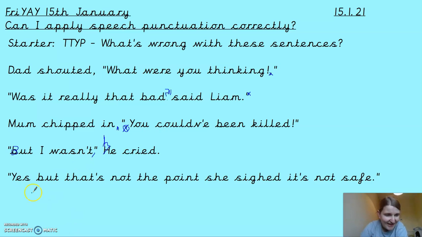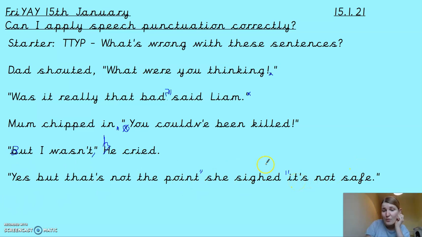Yeah? And then this one. Yes, but that's not the point, she sighed. It's not safe. Hopefully you spotted that. She sighed is not part of the speech. Here we've got some split speech. So we know that this bit isn't being said. So we're going to need some speech marks here for this first bit. Yes, but that's not the point. And then it's not safe. That's what's being said, so it needs its speech marks.